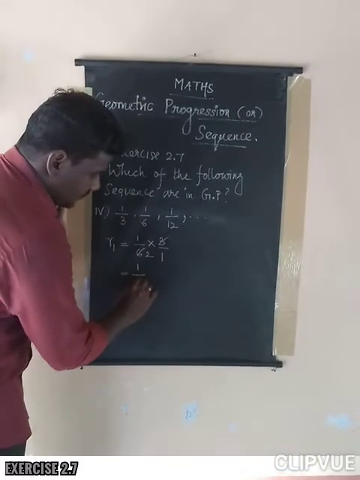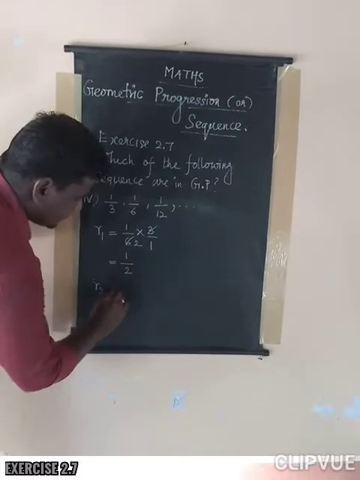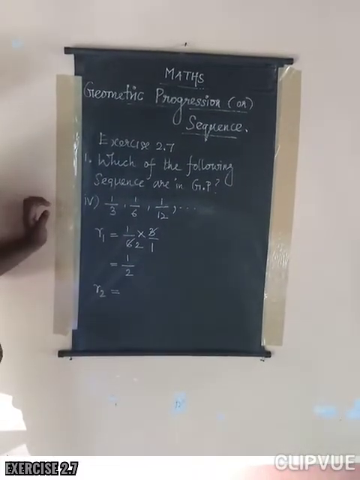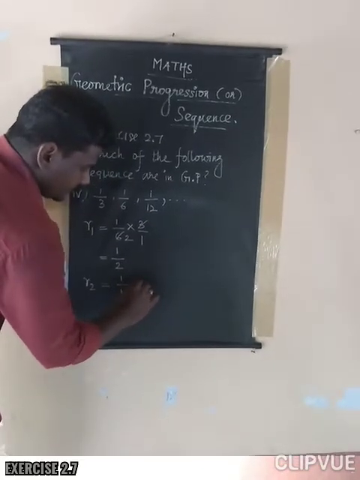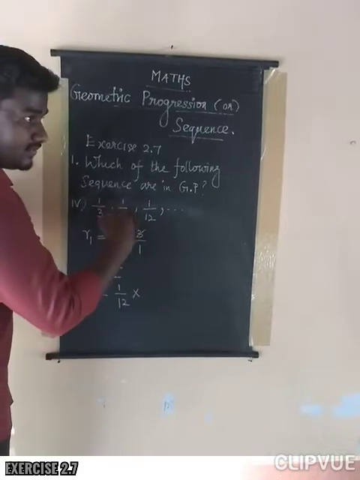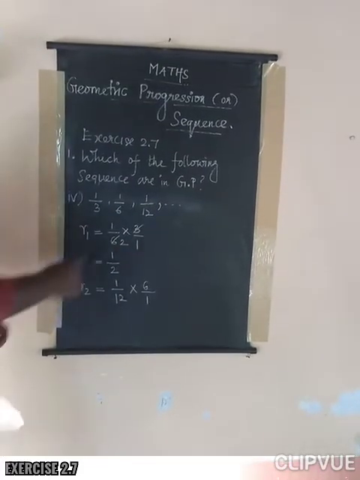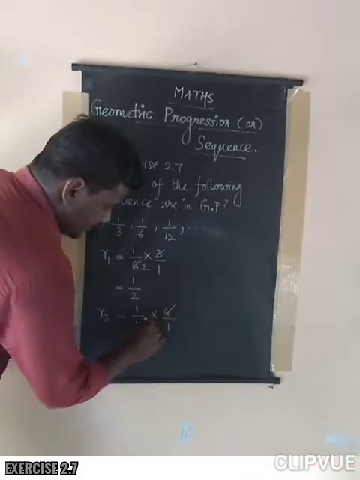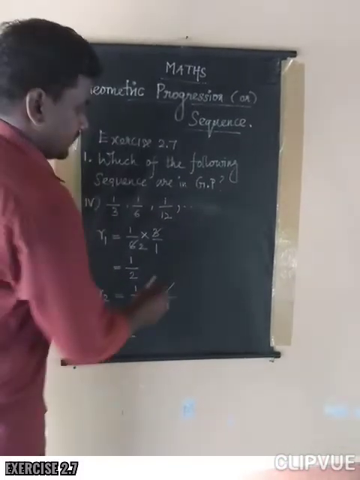So R1 is equal to 1 by 2. R2, that is the ratio between the third term and the second term. The third term is 1 by 12 into the second term, that is 1 by 6. Instead of dividing, take the reciprocal. So the reciprocal of 1 by 6 is 6 by 1. 1 time, 2 times. So this is also 1 by 2.